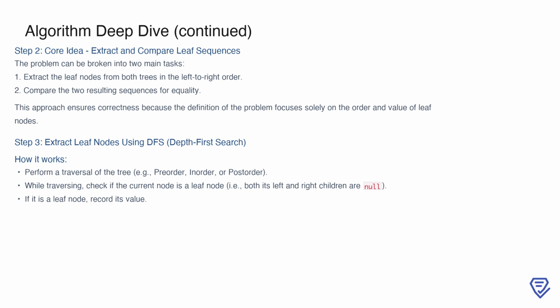This approach works because the problem itself is defined in terms of the values in order of the leaf nodes. To achieve the extraction step, we use a depth-first search, or DFS, traversal. During the traversal, we check if the current node is a leaf node, meaning it has no left or right children. If it is, we capture its value. This systematic process ensures that we gather all the leaf nodes accurately and in the correct order.